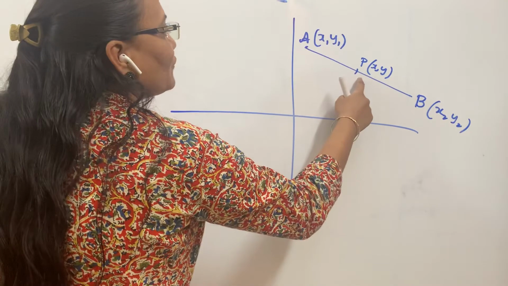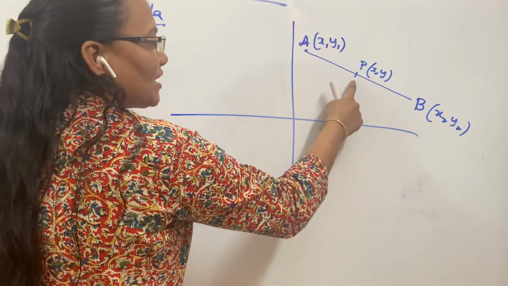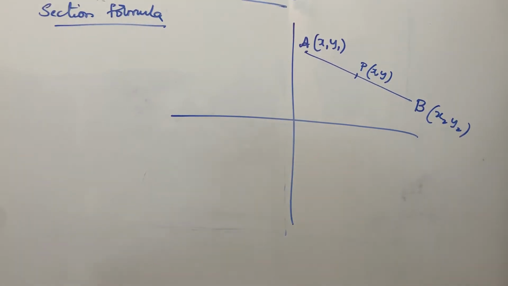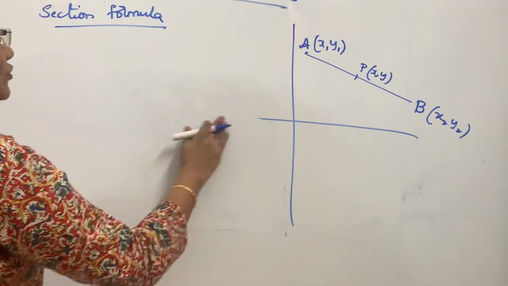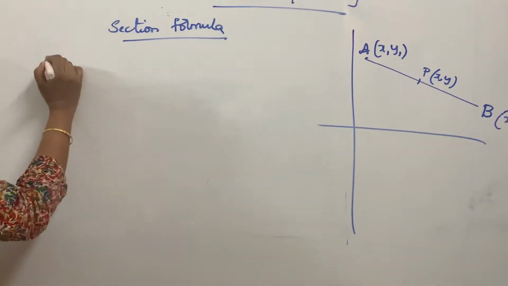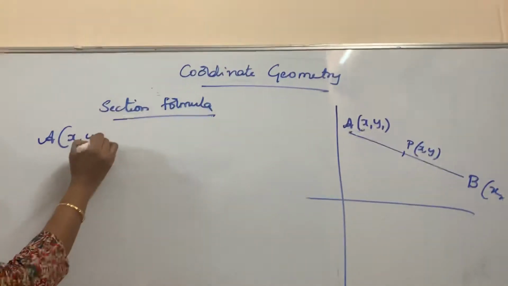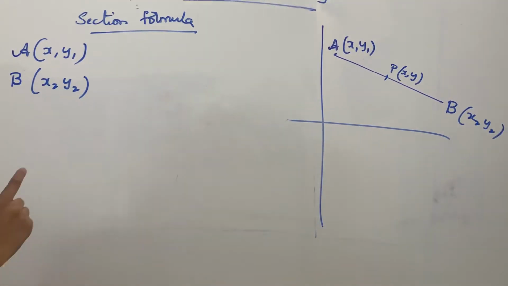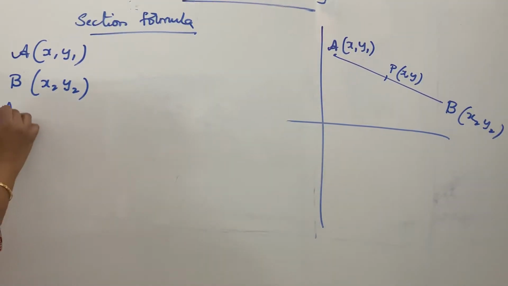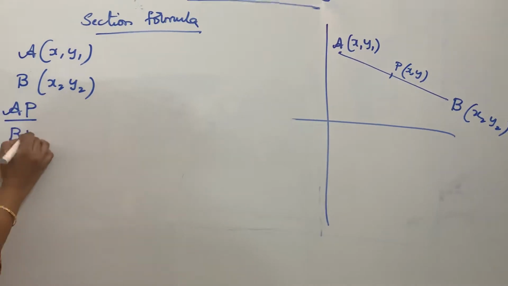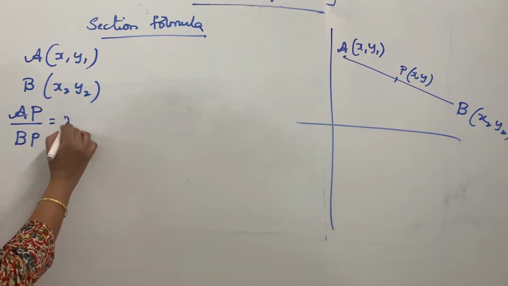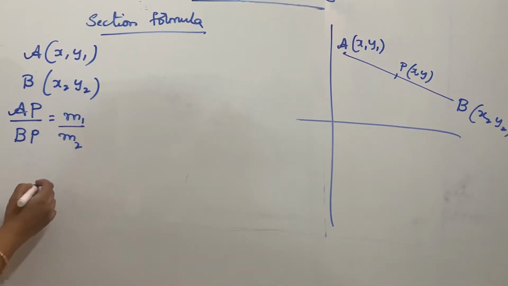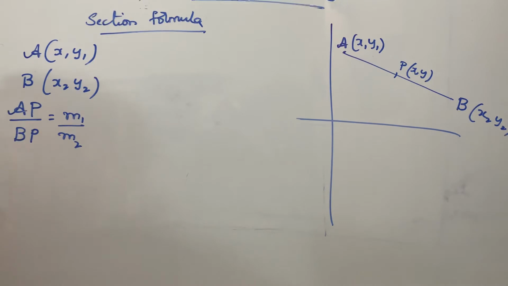Finding the coordinate of this P (x, y), in such case, we are going to use the section formula. Now, for the section formula, what all the information we have to know to apply this formula? You have to know the coordinate of A (x1, y1), B (x2, y2), as well as the ratio we need. Which ratio? AP by BP. This ratio we have to know. And the ratio is given by m1 by m2, or in few books they will give it as m by n. Everything is fine. No problem.